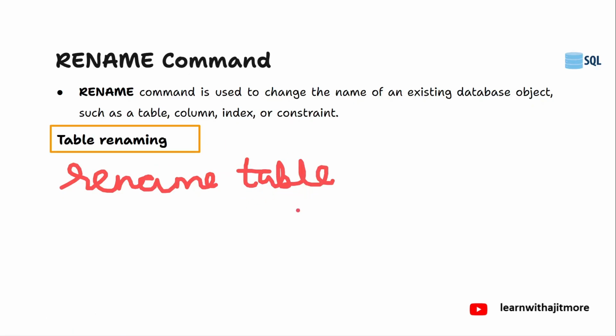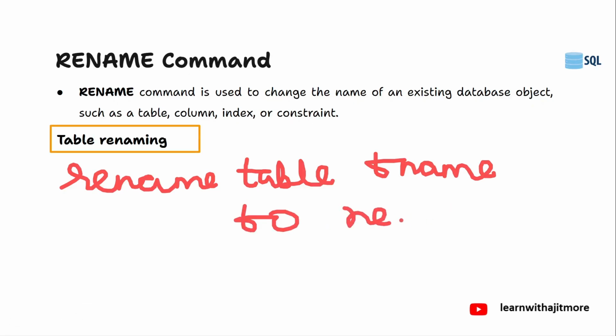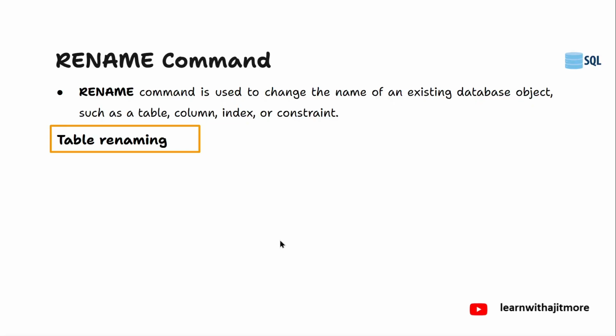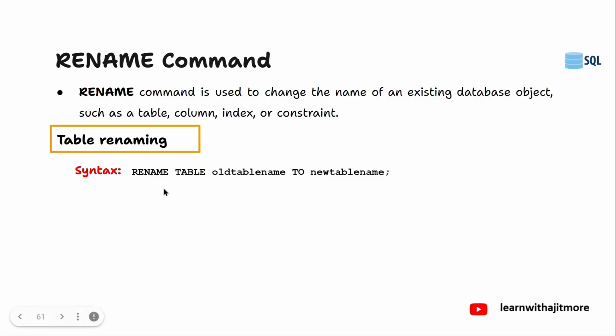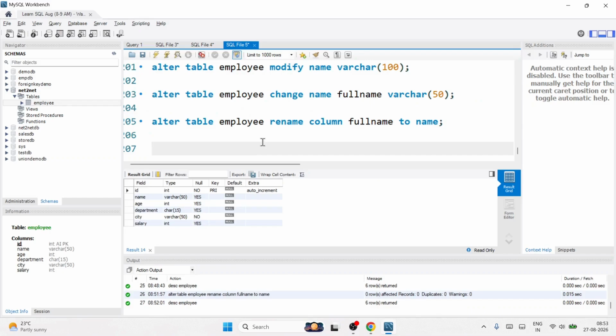As you want to rename a table, you have to give that database object which you want to rename. So rename table, table name, to new table name. This is the old name to new name. So this way you can rename the table. See, rename table, old table name to new table name. Agreed? Quickly, I'll show you.